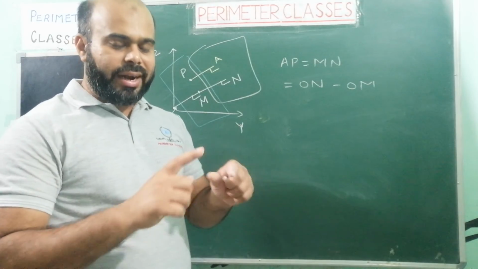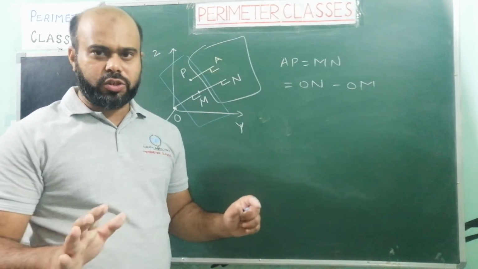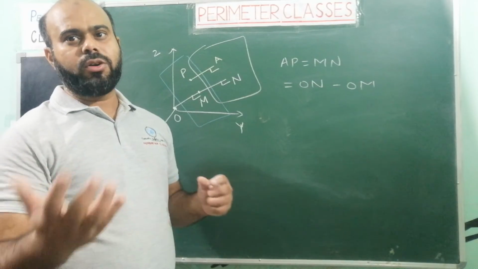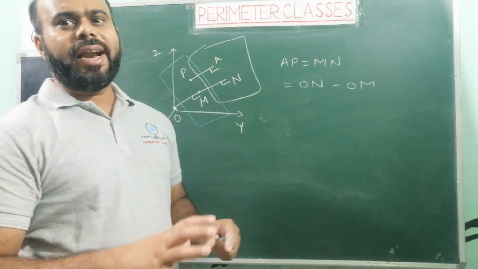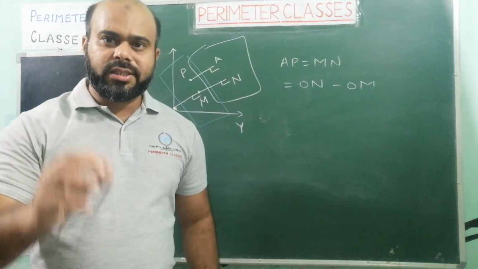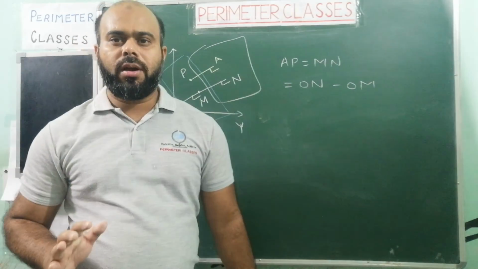So in general, that is the formula for all situations, whether the point and origin are on the same side or on the opposite side. So you can remember it as the formula for the distance of a plane from a point.